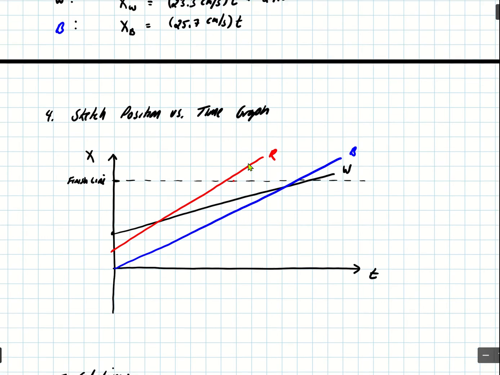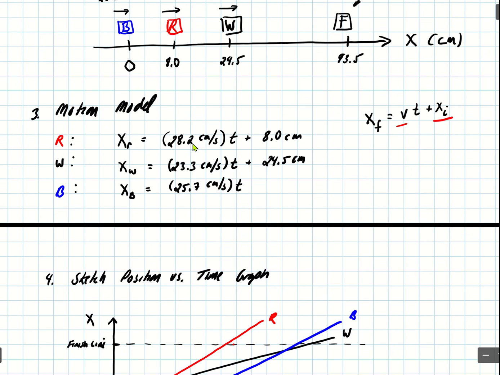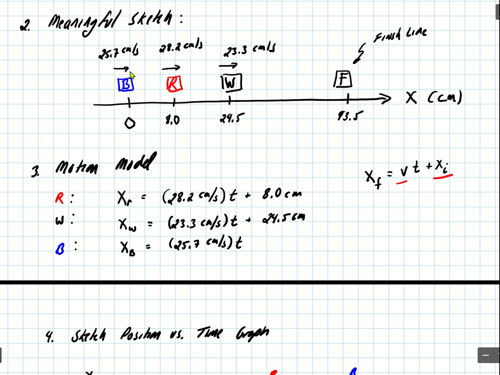I don't think white's going to win either. I think red is going to win, but I don't know that for sure. Why don't I think blue is going to win? Well, think about it. Blue starts behind red and it's going slower. So there's no way blue is going to win. Red will clearly cross the finish line before blue.